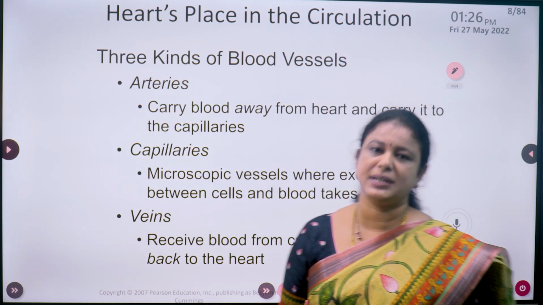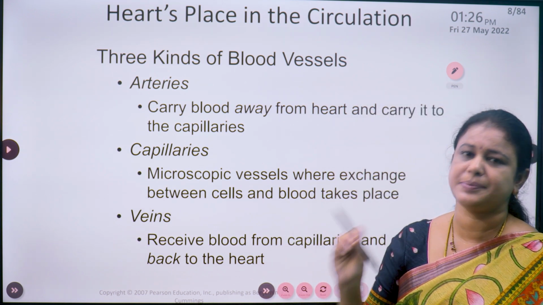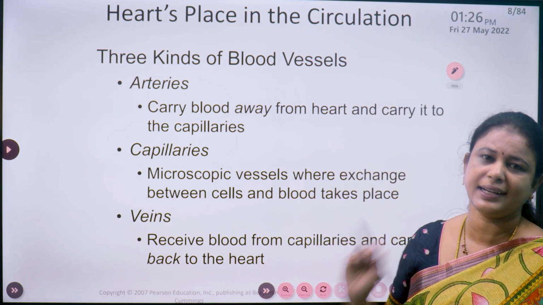Now, the kinds of blood vessels. As I said, we have three types of blood vessels: arteries, veins and capillaries.